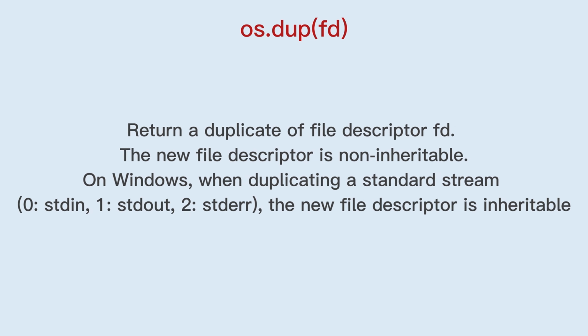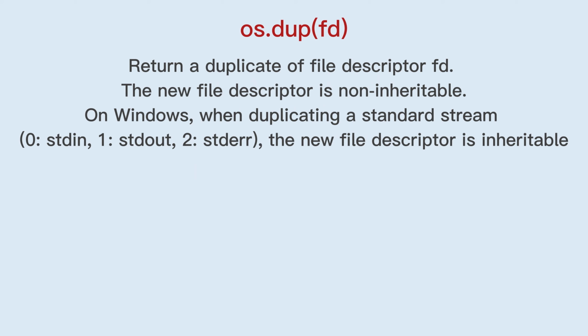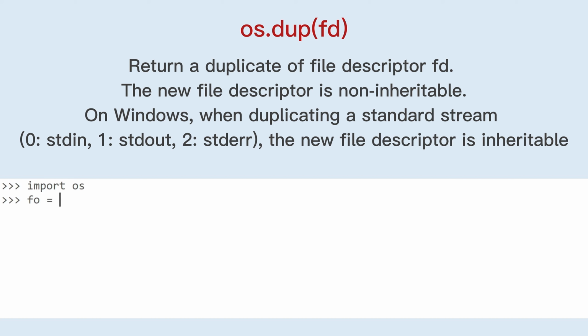os.dup. Return a duplicate of file descriptor fd. The new file descriptor is non-inheritable. On Windows, when duplicating a standard stream, 0 is stdin, 1 is stdout, 2 is stderr.